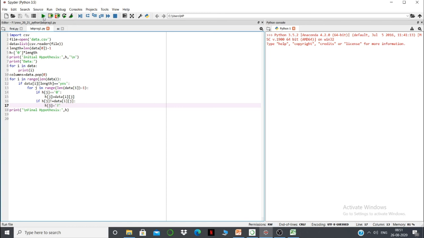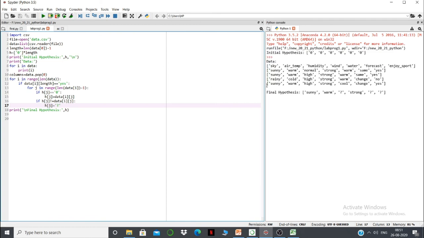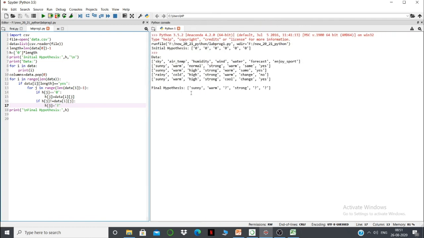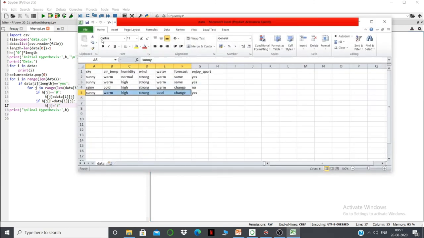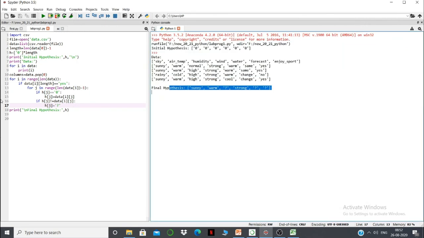Now when you execute this program, this is the result you get. See, this is the final hypothesis: sunny, warm, question mark, strong, question mark, question mark. The question mark indicates acceptance of any value. So this final hypothesis can address the data set, and it only addresses the positive training examples, but not the negative training examples. This is how we do the execution of this first program.